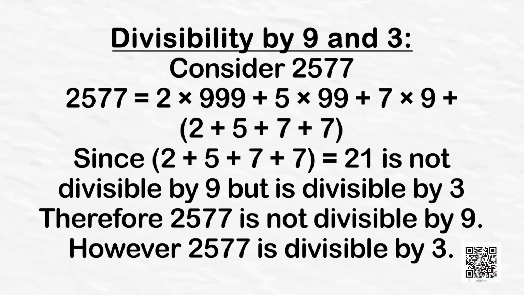Students, let's check what happens if we consider the number 2577. 2577 can be written as 2 times 999 plus 5 times 99 plus 7 times 9 plus 2 plus 5 plus 7 plus 7. This we have got by doing the steps as earlier. Since 2 plus 5 plus 7 plus 7 is equal to 21, it is not divisible by 9, but it is divisible by 3. Therefore, the number 2577 is not divisible by 9, however, it is divisible by 3.